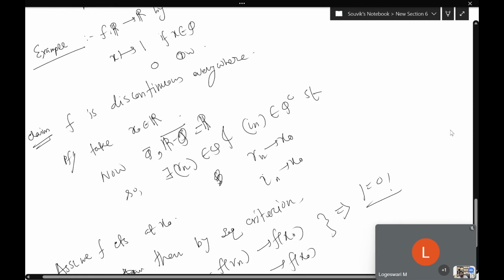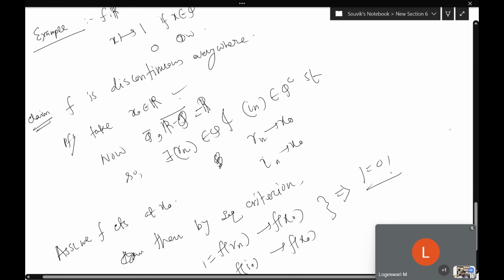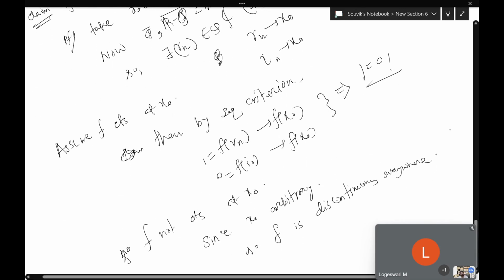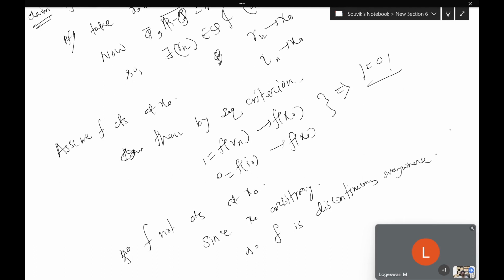First, we take a random point and fix it. Now we get two sequences, of rational numbers and irrational numbers, which converge to x naught. Then by the sequential criterion, we finally prove that 1 equals 0, which is not possible. So it is not continuous at x naught, and since our chosen x naught is arbitrary, it is discontinuous everywhere.